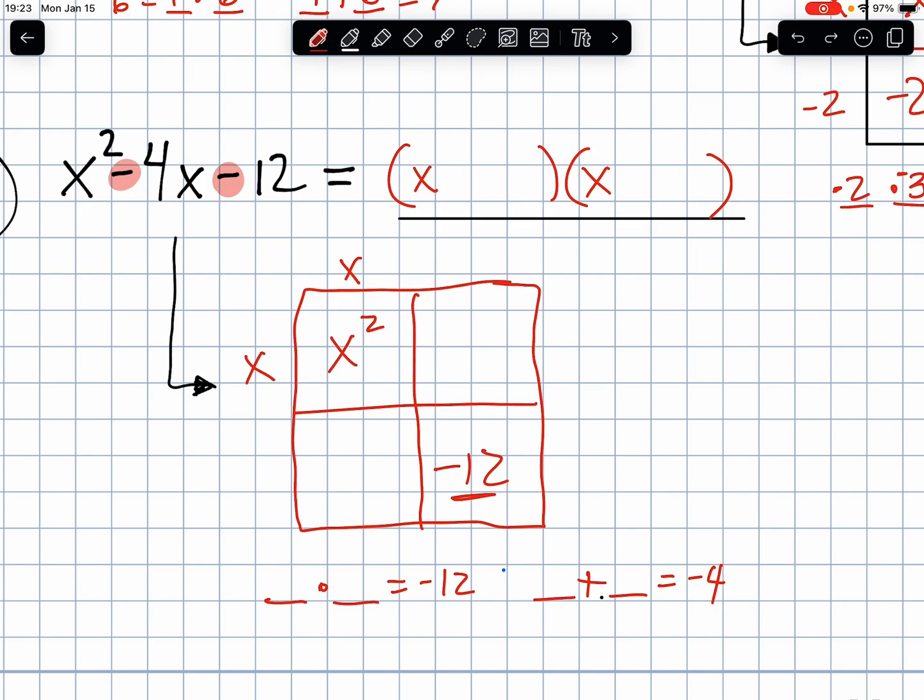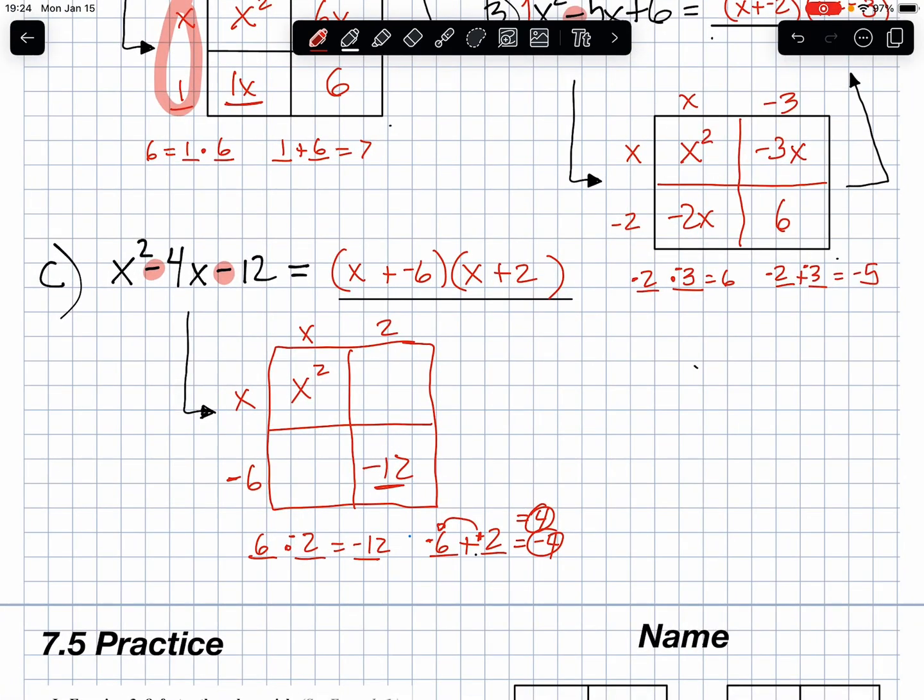All right, so let's try 6 and 2. Notice here I got really close. 6 times 2 is negative 12, but 6 plus 2 is positive 4. So when you see this scenario, then you know, oh, I only need to switch my negative sign to the other one. So I know it's got to be a negative 6 and a positive 2. All right, so x plus negative 6 and x plus 2 is my final answer.